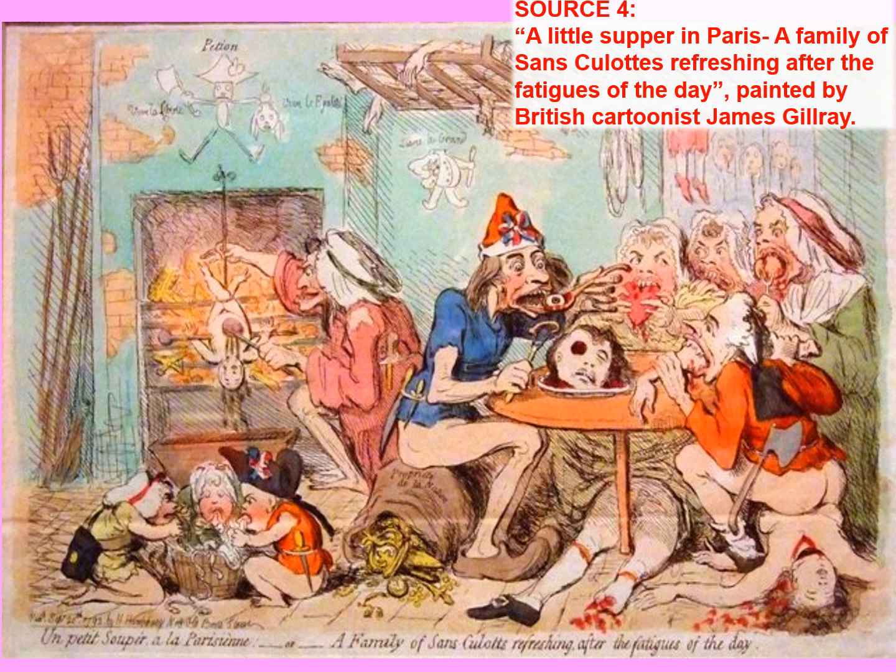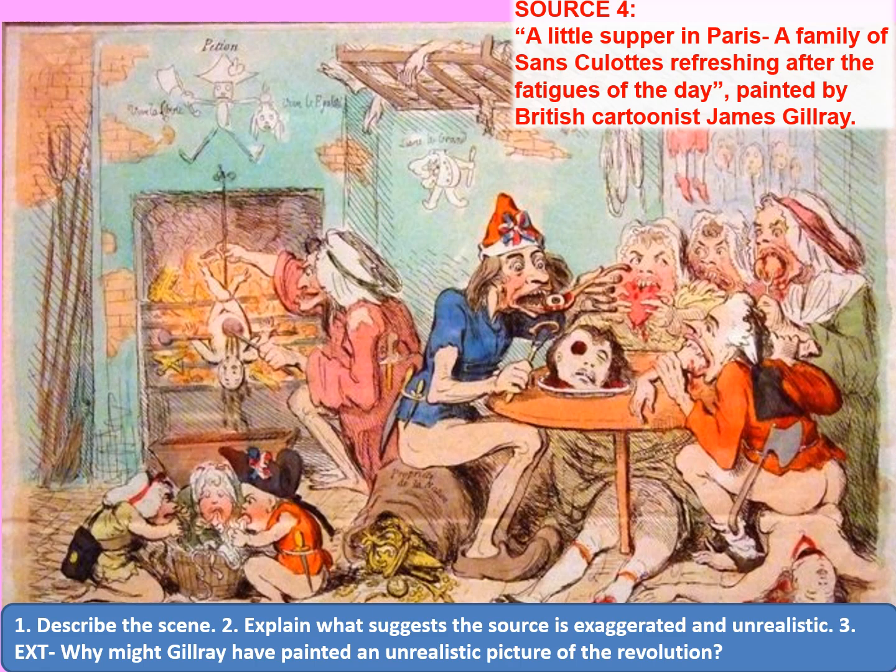What we're going to have to do here is to make some notes on what James Gillray's trying to portray here. Firstly, describe the scene. Secondly, explain what suggests that the source is exaggerated or unrealistically painted. And thirdly, as an extension, why might Gillray have painted an unrealistic picture of the revolution? There's several possible reasons for that, and you could maybe think of some of them.